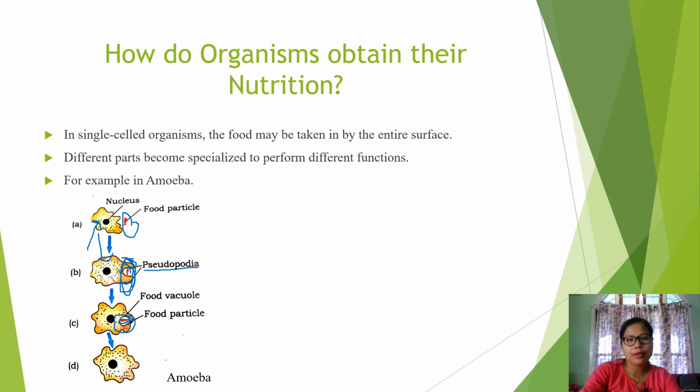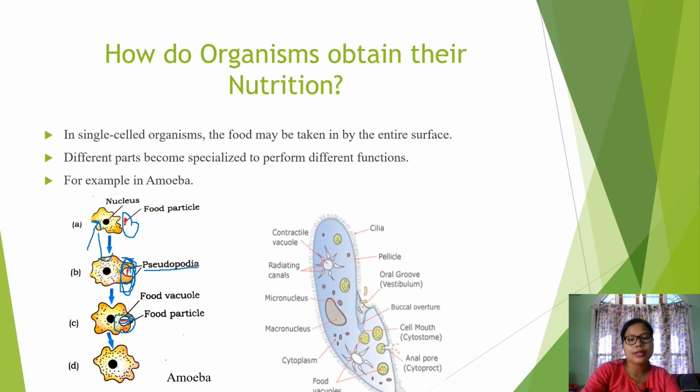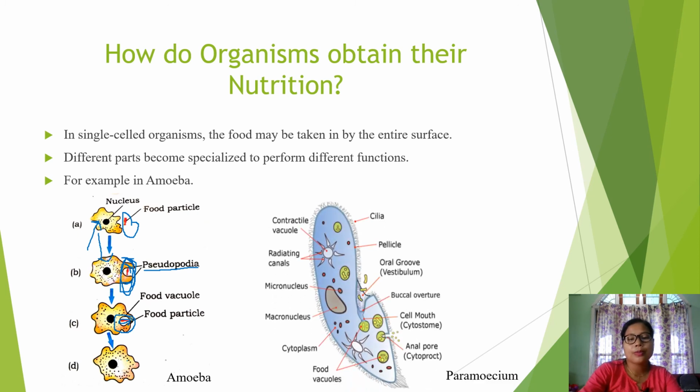The same type of single-cell organism we can see in paramecium. In paramecium also they have a particular spot where they take in the food. Basically they take the food with the help of cilia. You can see the hairy structure all over the outer surface here. These cilia help to take the food particles inside the cell. So this is how unicellular organisms take their nutrition.